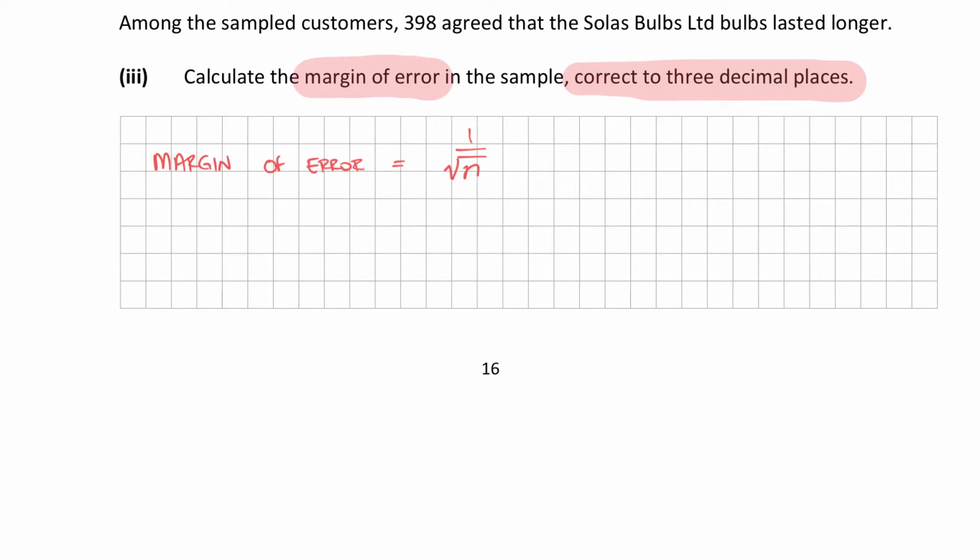So in this case, they want us to calculate the margin of error. So the sample size was actually back. It's nothing to do with the amount of people that agreed. It's to do with the actual sample, the number of people that were sampled, right? So n is the sample size, and the sample size, we know from earlier in the question, is 500. So it's going to be 1 all over the square root of 500.